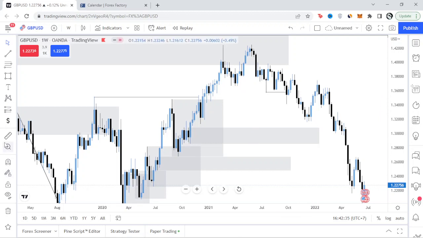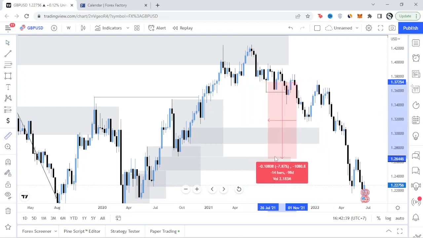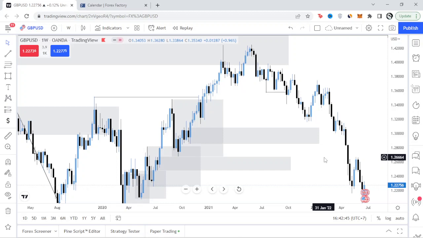And imagine, wow, imagine what this would have been. Let's say we took a sale from somewhere there. And imagine what this one would have been here, almost 1,000 plus pips. So opportunities are kind of endless.